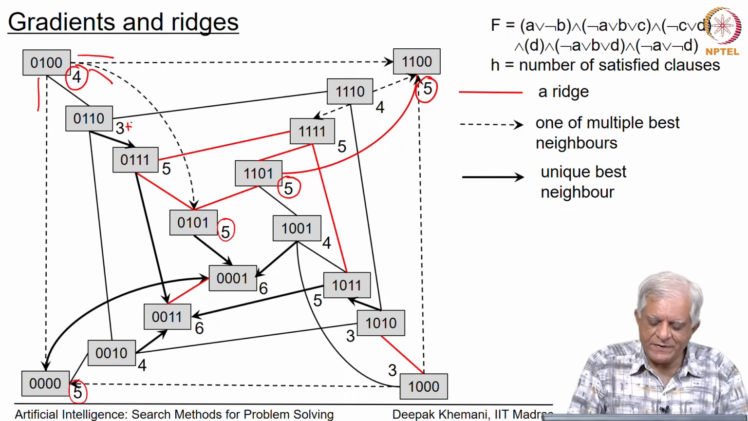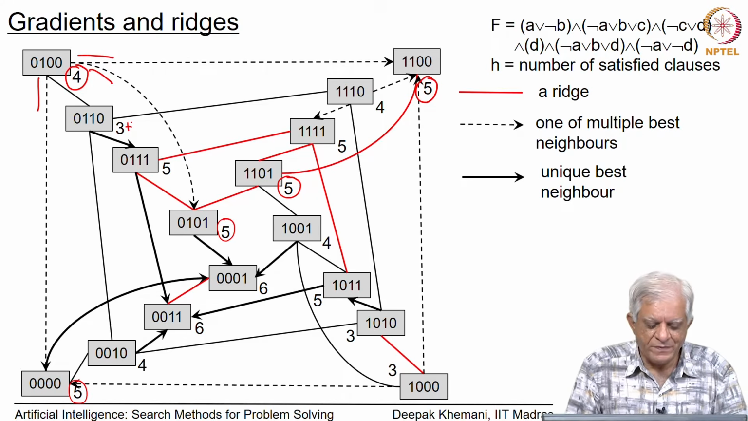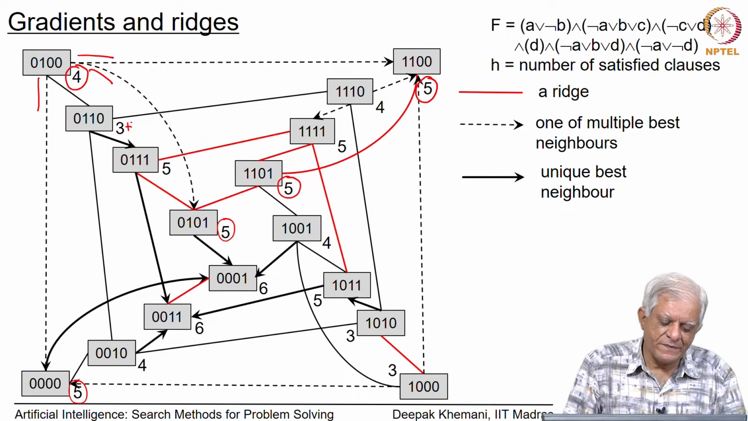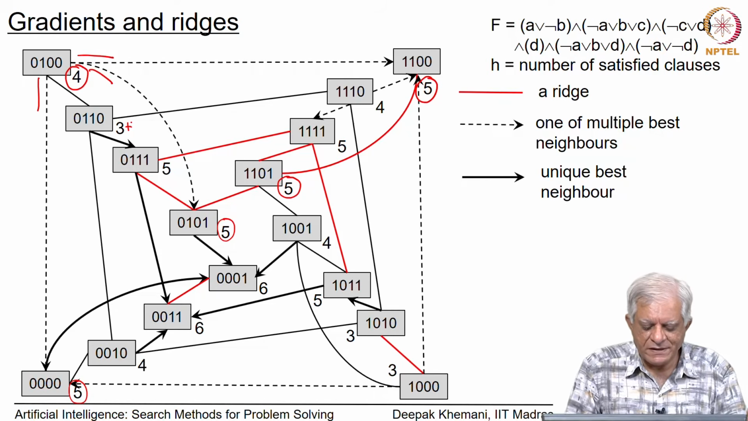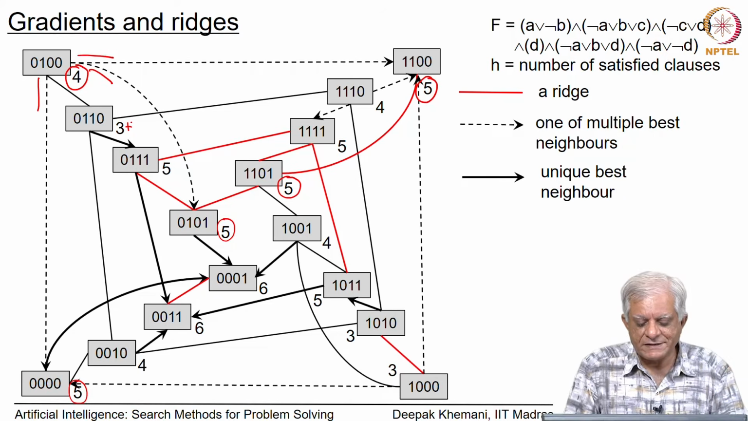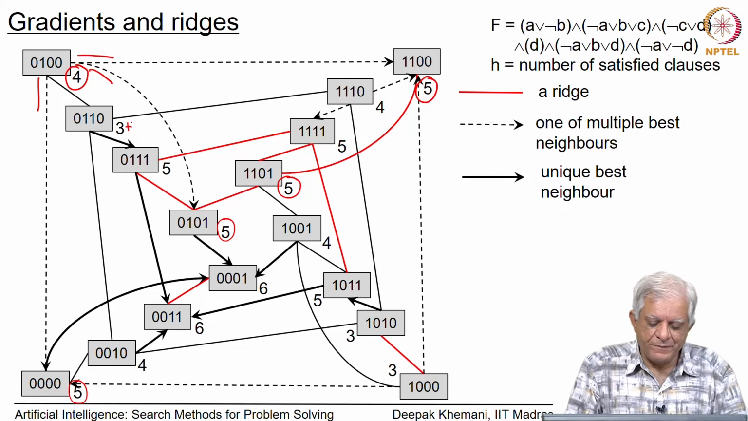The third case that we have identified is the thick arrow, and this thick arrow shows that there is exactly one best move, and therefore the hill climbing would make that particular move essentially. So, we are just trying to get a feel of the terrain of what it looks like. So, another aspect of the terrain is what the values are.